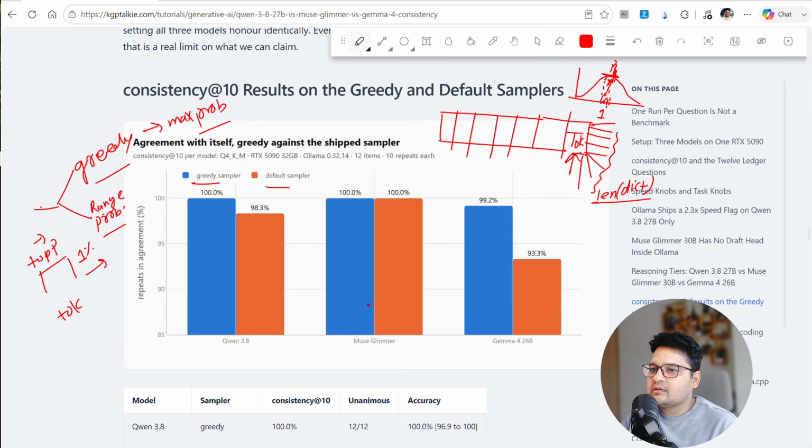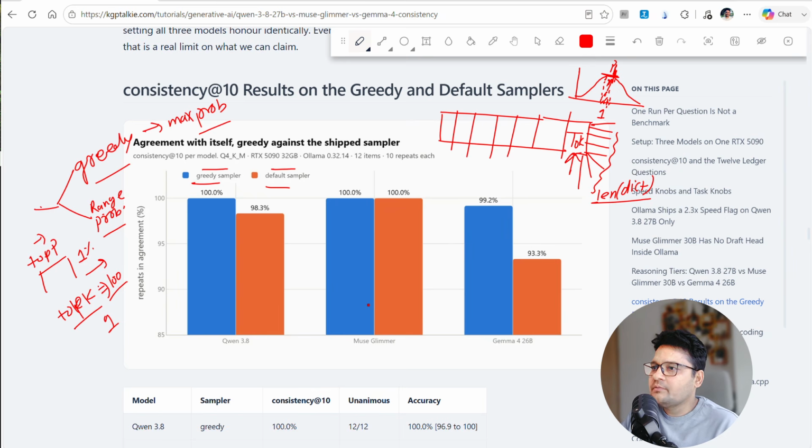Or we can say here the top K. So in the top K, if top K is, let's say, 100, then take the 100 most possible tokens and then randomly select one token. Okay, cool. Now I hope it is very much clear what is the greedy sampler and what is the default sampler.